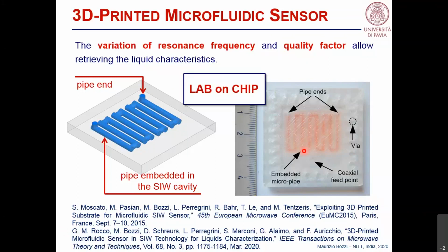The net effect is that we observe a variation of the resonance frequency and of the quality factor of the cavity. The shift of the resonance frequency and the variation of the quality factor can be used to retrieve the characteristics of the liquid. So this structure was originally presented in 2015, was done in conjunction again with Professor Malmsten series, and then we had to work a lot on the extraction technique, and we published recently a paper a couple of months ago.